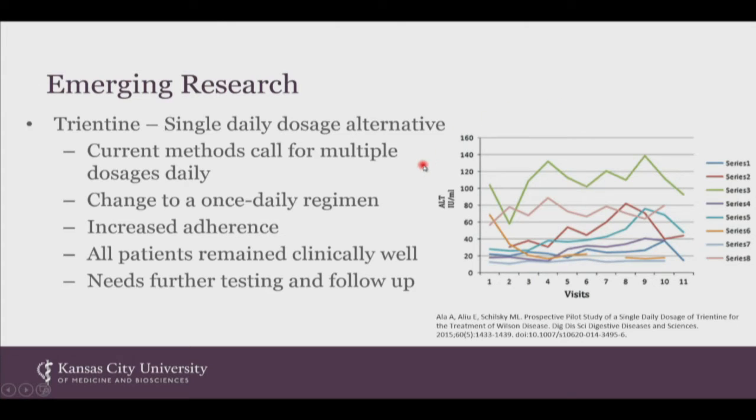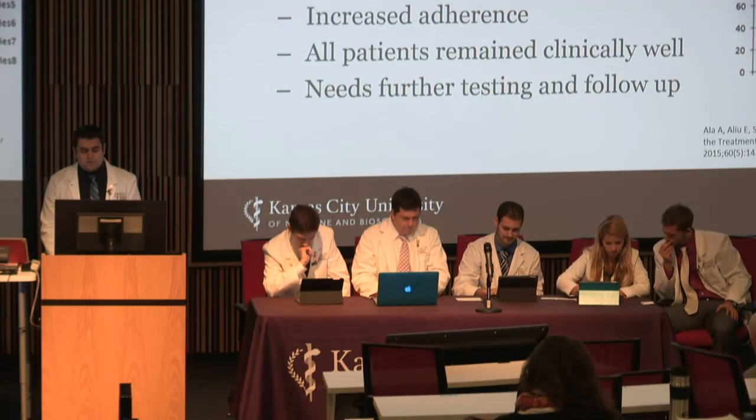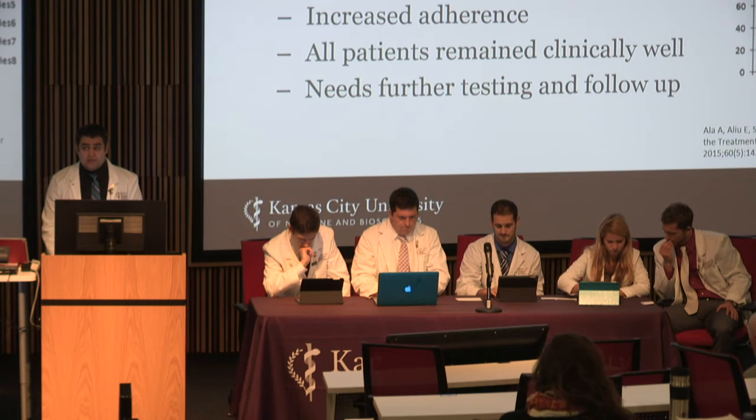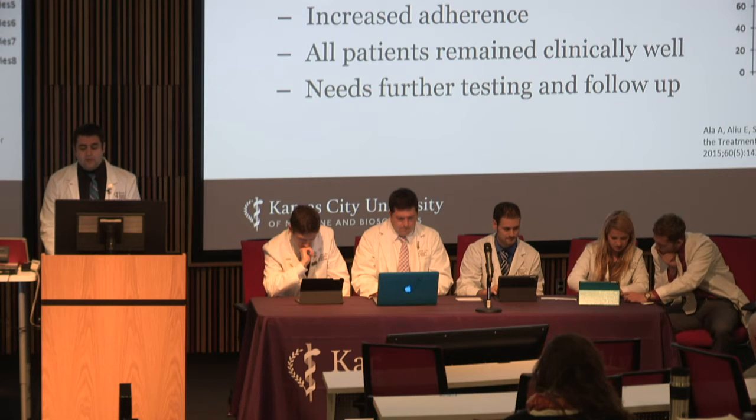So I'll go ahead and take a moment to discuss this graph. On the y-axis, we have liver function as measured in ALT levels. On the x-axis, we have time as measured in clinic visits. For visits 1 through 4, the patients are taking a 3 times daily dose of medication to establish a baseline copper level. After this 4th visit, they were prescribed a 1-time daily dose of trientine.